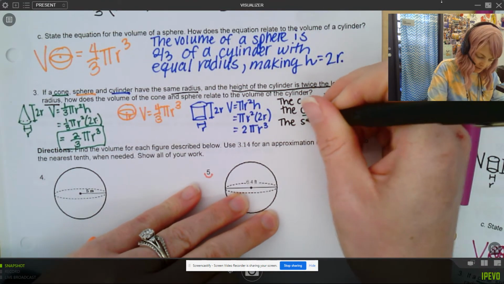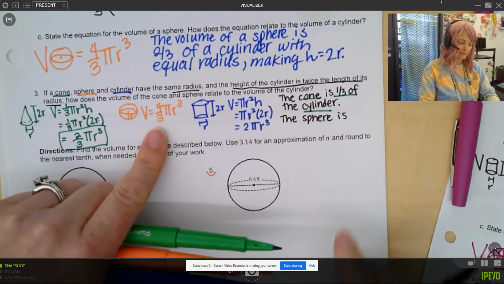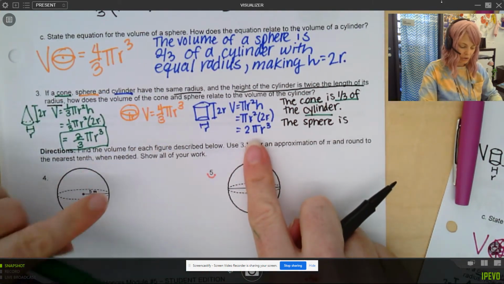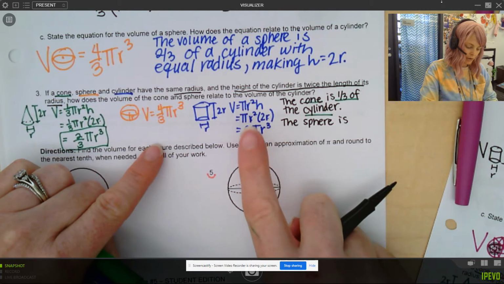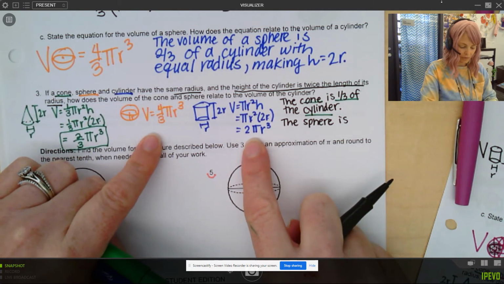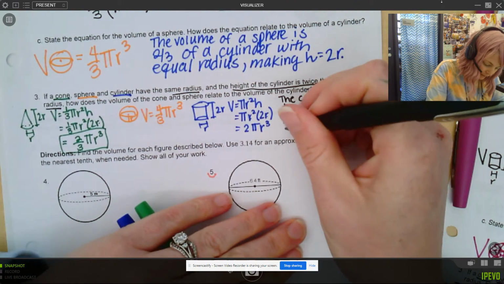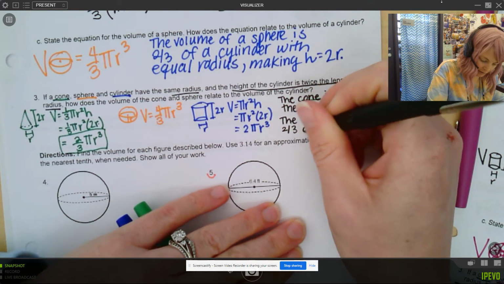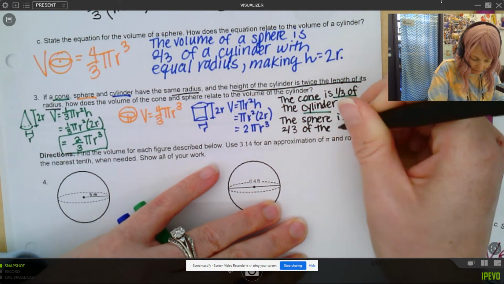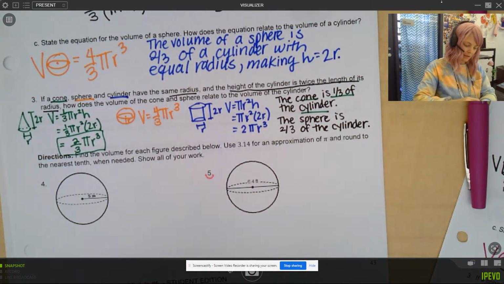And the sphere is, well, if we look at the sphere, this is 4/3 and this is 2. So to go from 2 to 4/3, you would multiply 2 by 2/3. So the sphere is 2/3 of the cylinder. Probably should have said the volume of them, but I didn't have a lot of room.